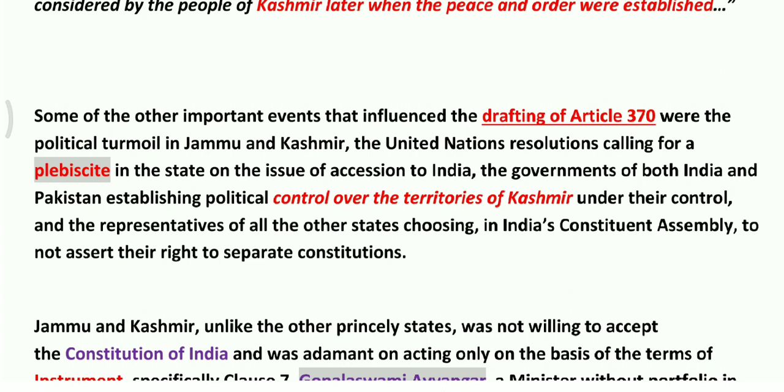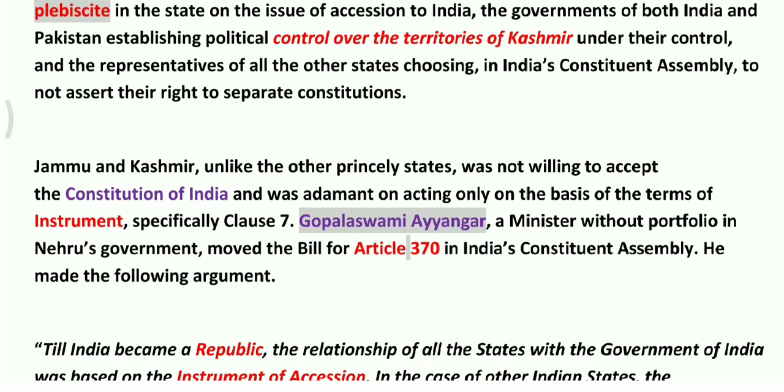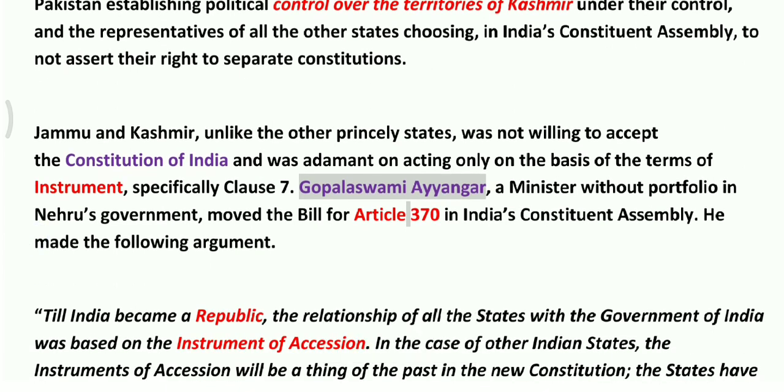Some of the other important events that influenced the drafting of Article 370 were the political turmoil in Jammu and Kashmir, the United Nations resolutions calling for a plebiscite in the state on the issue of accession to India, the governments of both India and Pakistan establishing political control over the territories of Kashmir under their control, and the representatives of all the other states choosing in India's Constituent Assembly to not assert their right to separate constitutions. Jammu and Kashmir, unlike the other princely states, was not willing to accept the Constitution of India and was adamant on acting only on the basis of the terms of the instrument, specifically Clause 7.